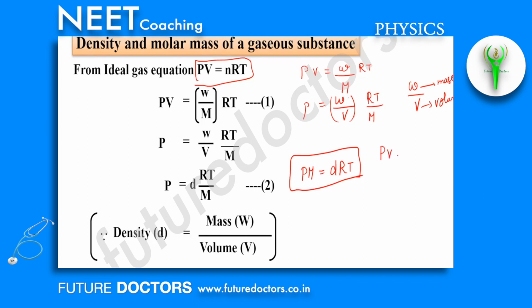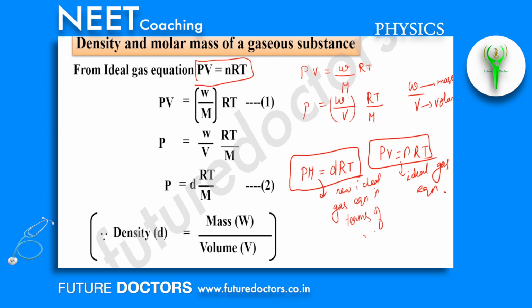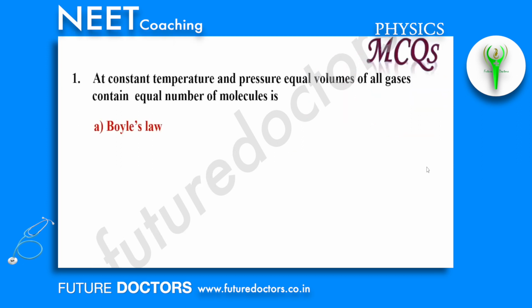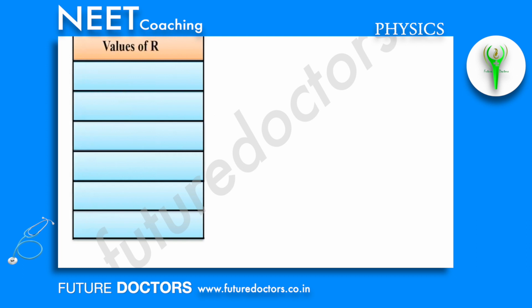We know PV equals nRT, this is the ideal gas equation. And PM equals dRT is the new ideal gas equation, in terms of density. At constant temperature and pressure, equal volumes of all gases contain an equal number of molecules. That is Avogadro's law.